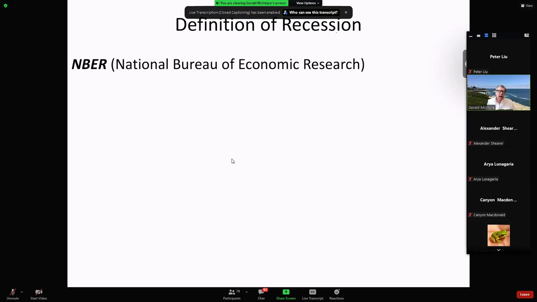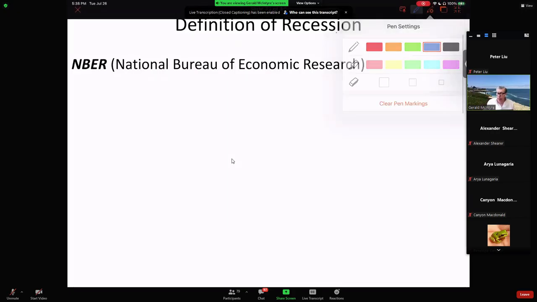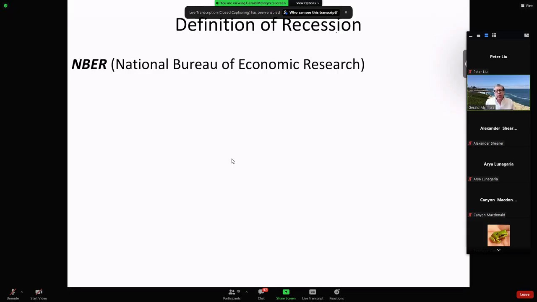Okay. First, the definition of a recession has been developed by a private research group called the NBER, the National Bureau of Economic Research. Okay, it's a private think tank, if you will, and a research institute in Cambridge, Massachusetts, the NBER. And it might be a good idea that the definition of recessions and the declaration of recessions is done by a private firm and not the US government.